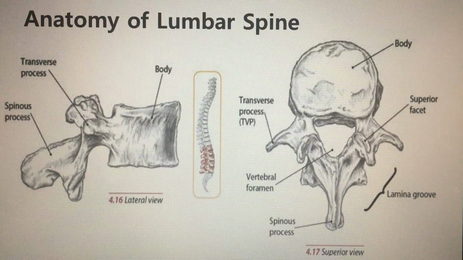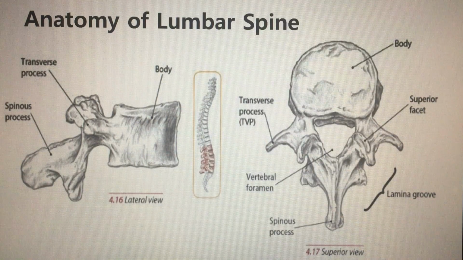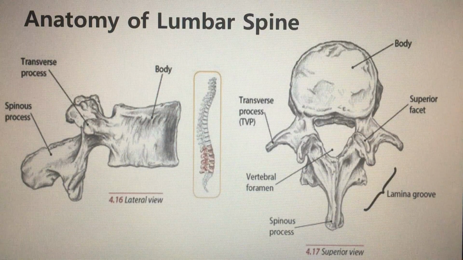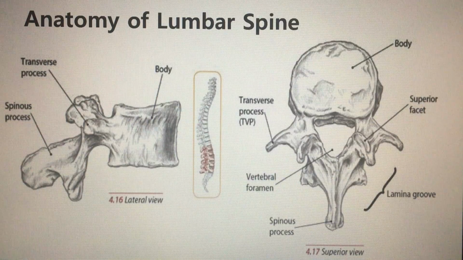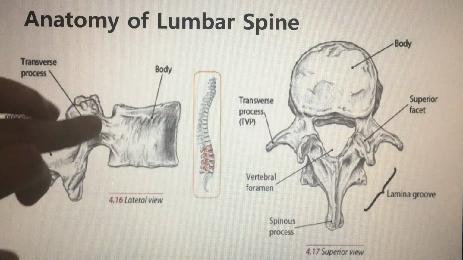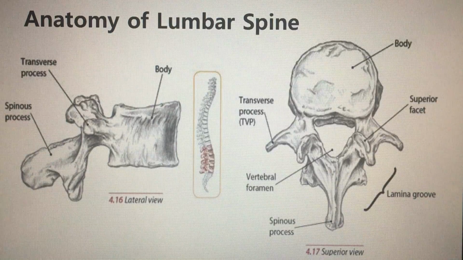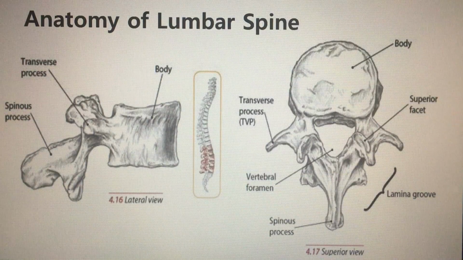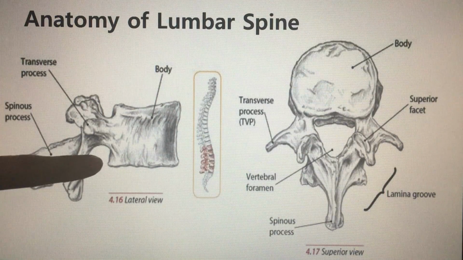X-ray shows the three-dimensional structure in a two-dimensional image. To understand the image, we need to know the three-dimensional structure. This is the lateral view of the lumbar spine: anterior body, posterior compartment, and between them there's the pedicle. And superior articular process and inferior articular process. Between them there's the pars interarticularis.